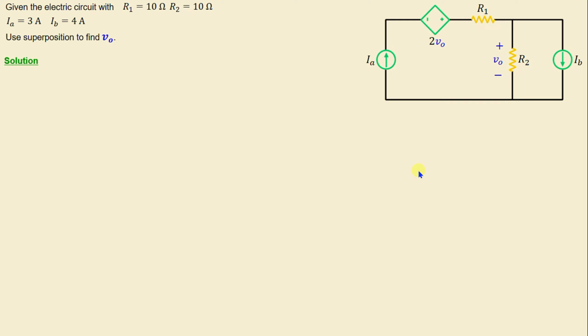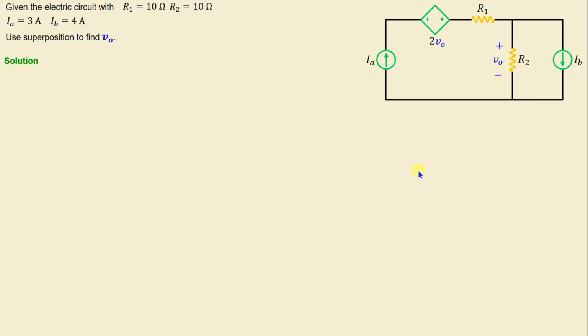Next, we proceed to deactivate all but one independent source in the circuit. This involves replacing the inactive voltage sources with short circuits, which means zero voltage, and the current sources with open circuits, which means zero current.